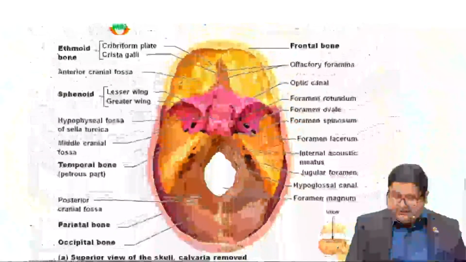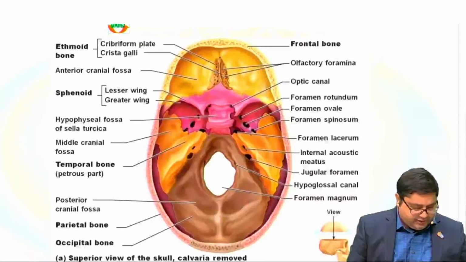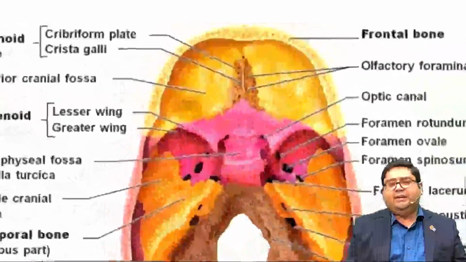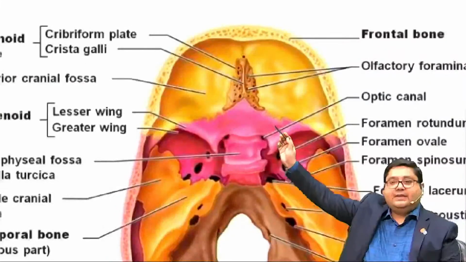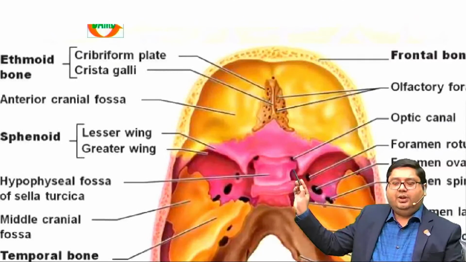Right? This foramen of the skull is very important. The question has come many times. Quickly revise it once. You tell me as we go, okay, I will ask. Cribriform plate. Who will be passing through the cribriform plate? Cranial nerve 1. Optic canal, optic nerve.